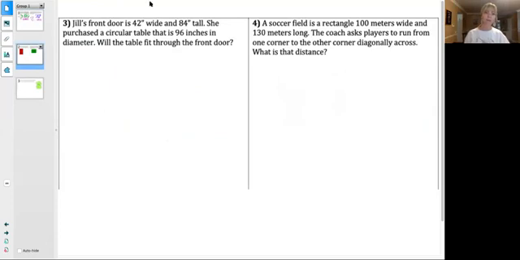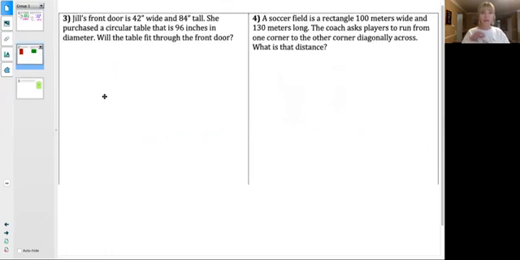This would be a very important question for Jill. Jill's front door is 42 inches wide and 84 inches tall. She purchased a circular table. Okay, the table's a circle. That's not going to have a right triangle in it. But she knows the circular table is 96 inches in diameter. That means that the table, remember, diameter of a circle is all the way across. So that's the widest distance across the circle. Any circular object, its widest distance is the diameter.